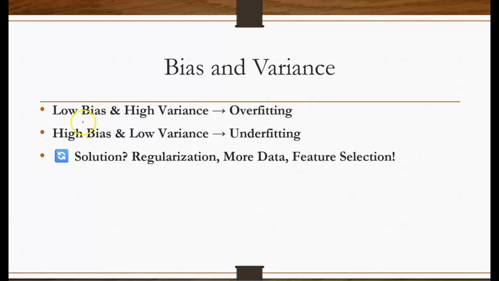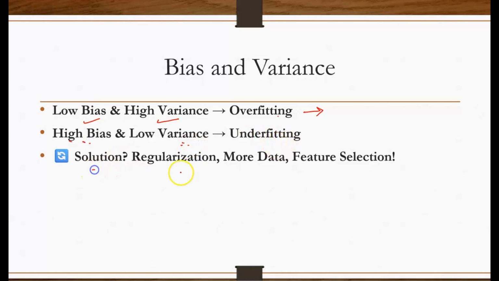So here is the situation. Low bias and high variance can lead to overfitting. High variance can lead to overfitting, and high bias with low variance, that is, high bias means there will be low variance, and it can lead to underfitting of the data.